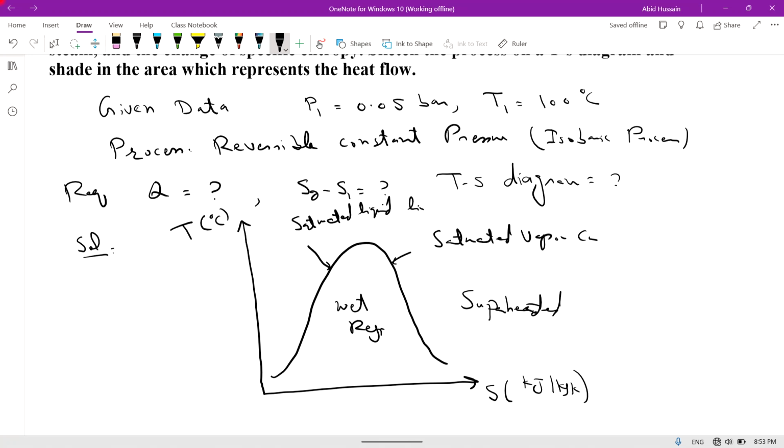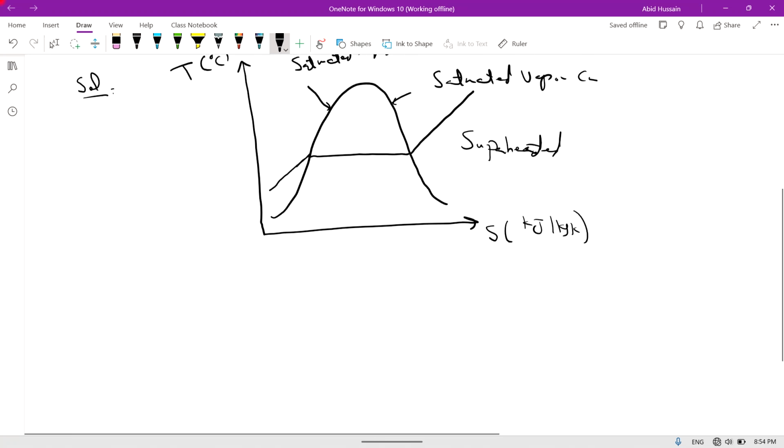Pressure is constant means that P1 is equal to P2 is equal to P is equal to 0.05 bar. On the TS diagram, a constant pressure process line looks like this. Pressure is 0.05 bar on this line. Initially temperature is 100 degrees centigrade and pressure is 0.05 bar. First I check the saturation temperature at pressure equal to 0.05 bar.